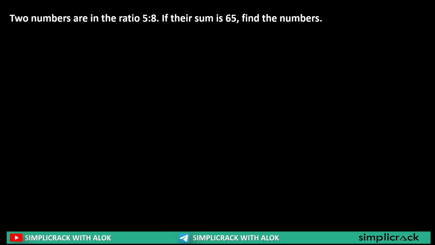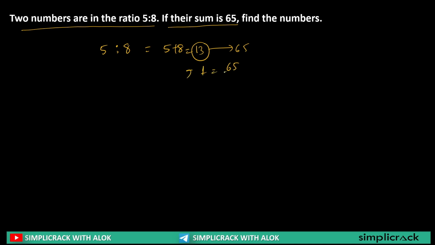Now, two numbers are in the ratio of 5 is to 8. If their sum is 65, so two numbers are in the ratio 5 is to 8. Can I write the total of both numbers as 5 plus 8? That is 13. Yes, you can write. Now this 5 plus 8 is 65. So 13 is equal to 65, so 1 will be 65 by 13.